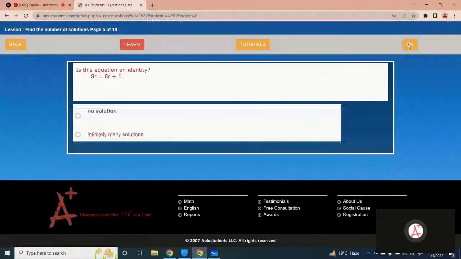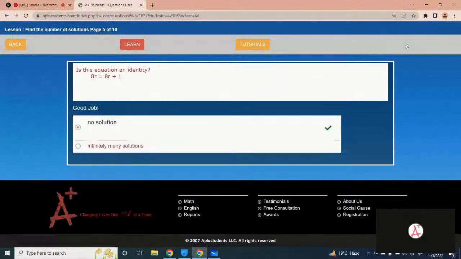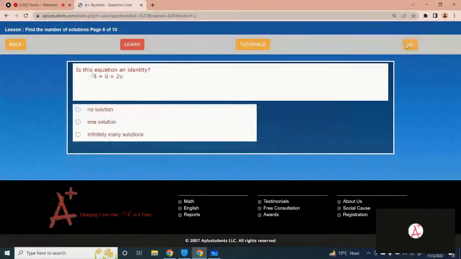Okay, the next one is 8r equals 8r plus 1. So when you move that 8r to the other side, it would be 0, 0 equals 1. That means the equation has no solution. Got it? Negative 5 equals u, let me write it down on board. 2u minus u is u, so it would be u equals negative 5. So the equation has just one solution. Got it?